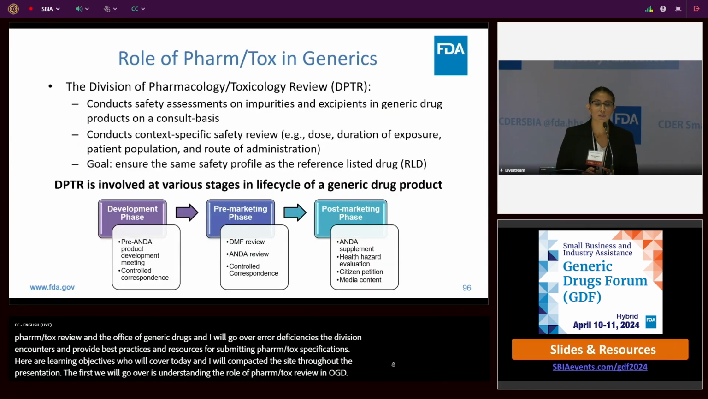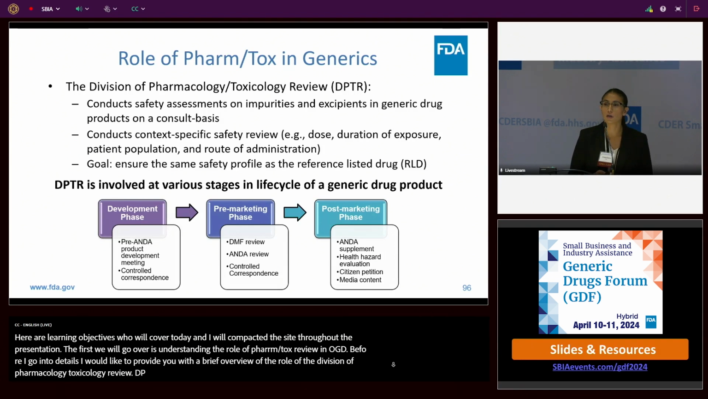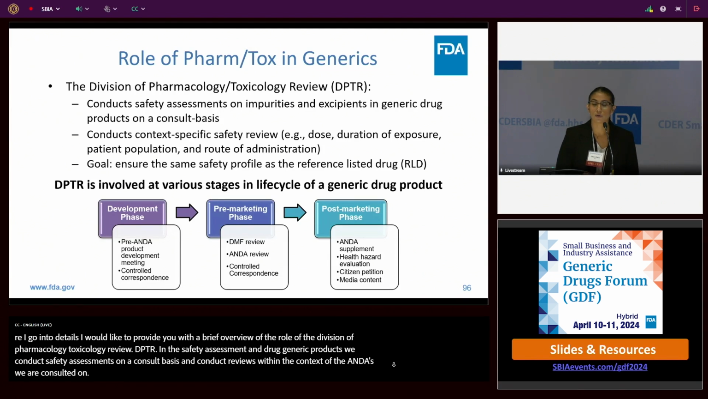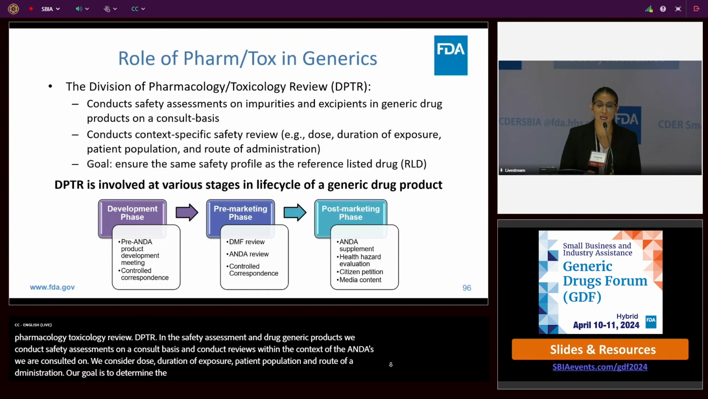Before I go into details, I would like to provide you with a brief overview of the role of the Division of Pharmacology Toxicology Review, or DPTR, in the safety assessment of generic drug products. We conduct safety evaluations on excipients and impurities in generic drug products on a consult basis. And we conduct our reviews within the context of the ANDAs we're consulted on, so we take into consideration the dose, duration of exposure, patient population, and route of administration. Our goal is to determine that the generic drug product has the same safety profile as its RLD.